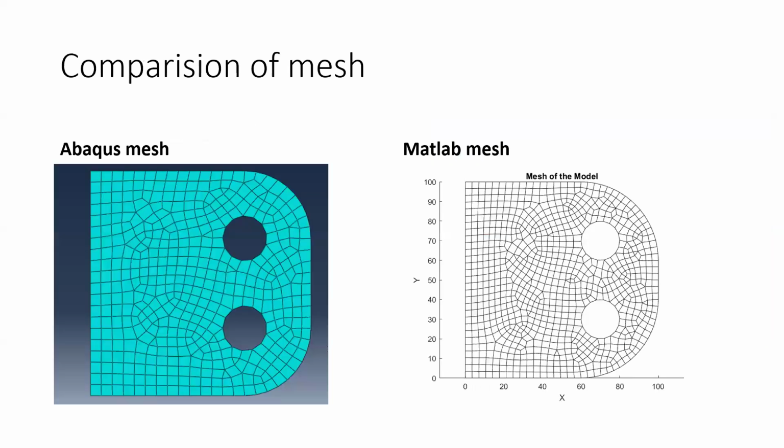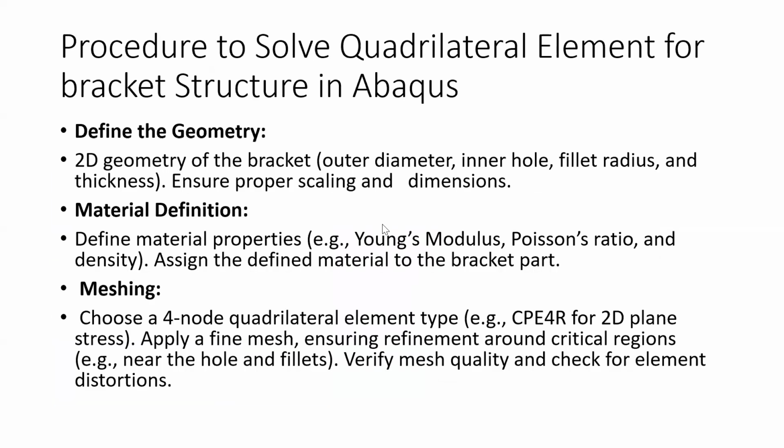Now we move down to the comparison of the mesh. Here you can clearly see the comparison between the Abaqus mesh and the MATLAB mesh. Both results are extracted here, and they are the same. The mesh on the right side is the mesh of the model from MATLAB. The left side is the Abaqus mesh. This MATLAB mesh I got from connecting the code and file with Abaqus. Then we are moving to the procedure to solve the finite element analysis for the bracket structure in Abaqus.